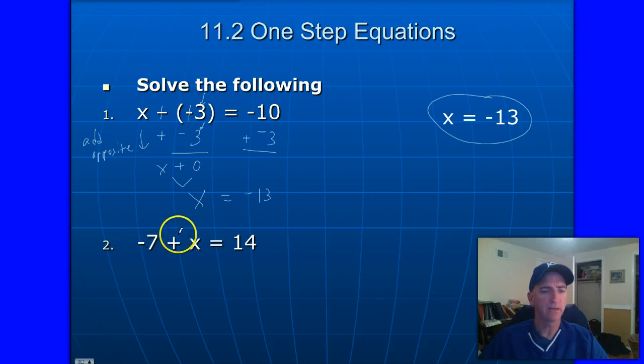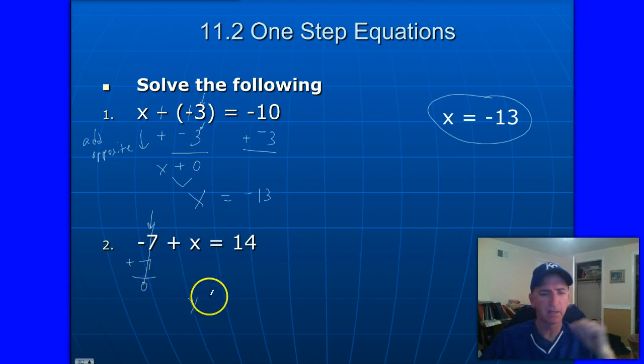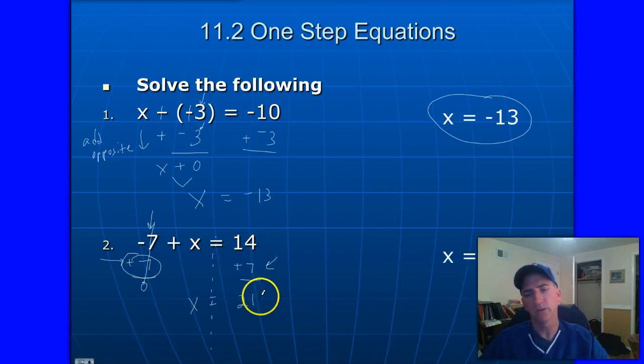Same thing on number 2, we have negative 7 plus x, so we have to make this negative 7 go away. We're going to add positive 7, because positive 7 plus negative 7 is 0, so that's all gone. We're left with x, and we have that equal sign. Now notice as well that I'm keeping that equal sign straight, like we talked about earlier. If I do something to one side, I have to do it to the other side as well. Since I added 7 here, I have to add 7 here, and that comes out to be, I believe, 21.